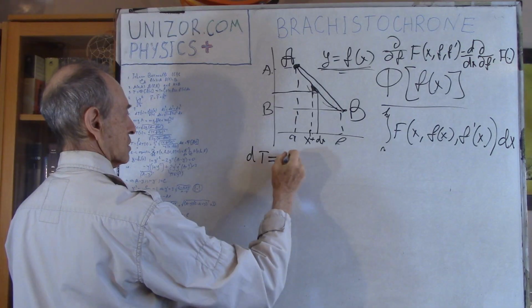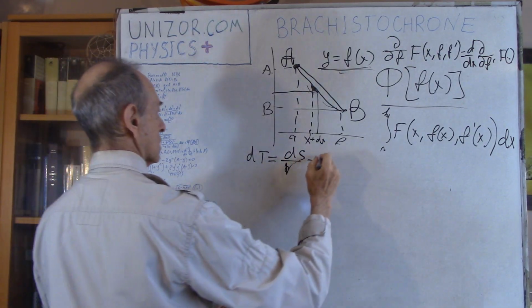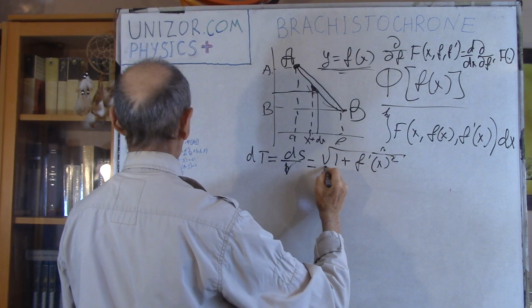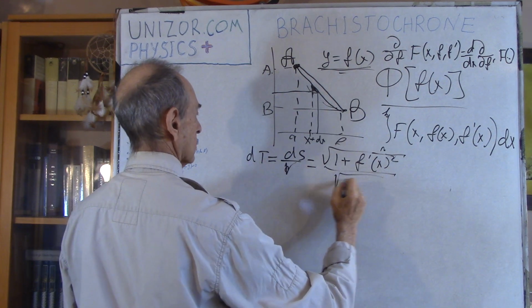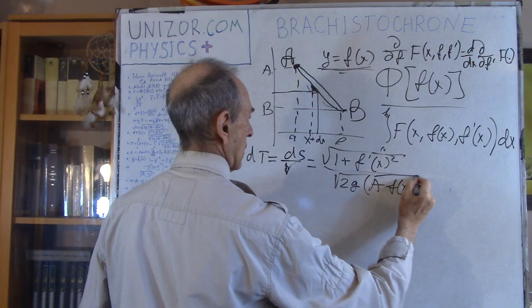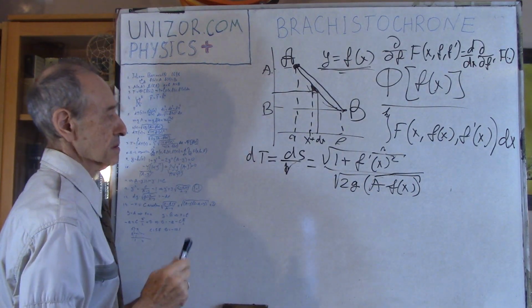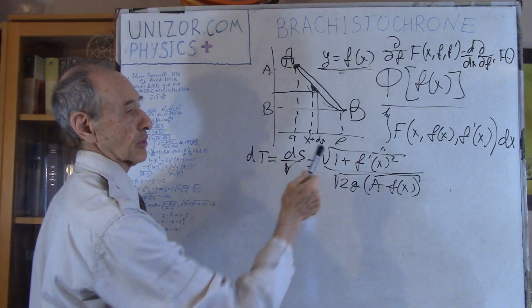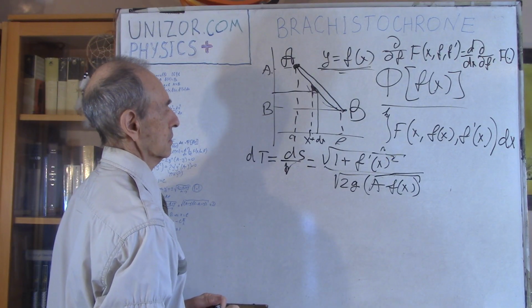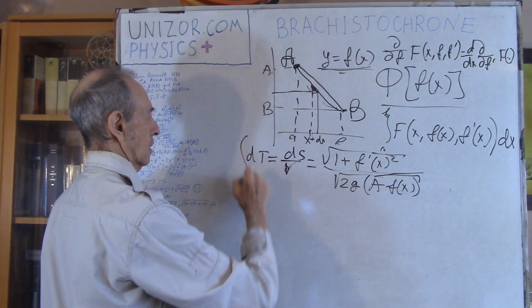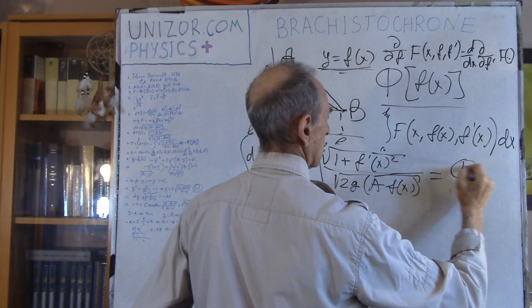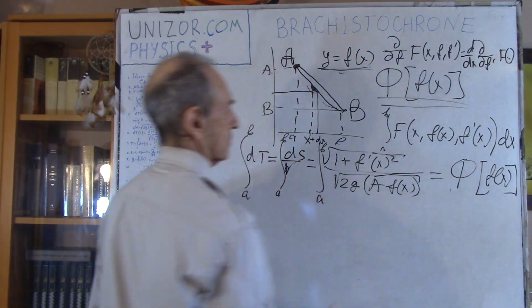So dt, which is basically ds divided by v, that would be the square root of 1 plus f prime of x square divided by the square root of 2g times a minus f of x. So this is the formula, and again it's very easy because ds, I have already determined this in the previous lecture, is the square root of 1 plus f prime squared. So if we integrate it from a to b, that is our functional of f of x. This one, which we have to minimize.